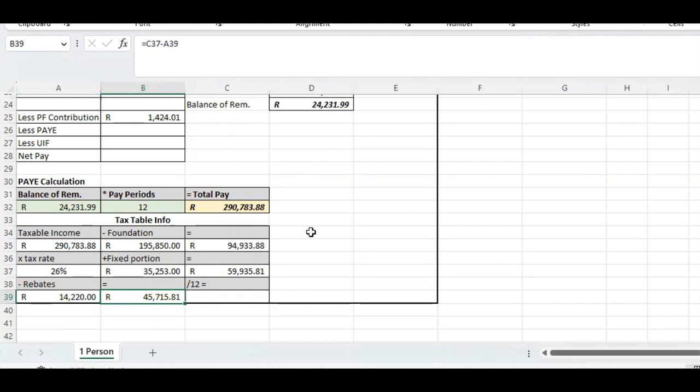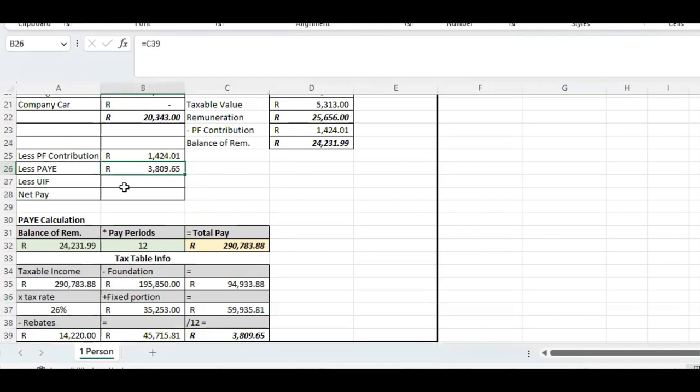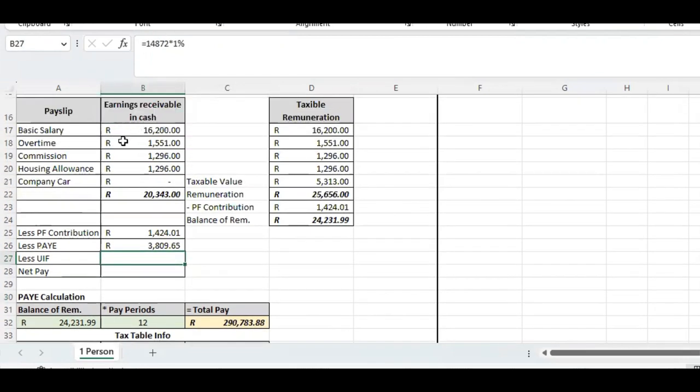But of course, he's not paying it all in once. He's paying it monthly. And so we divide it by 12. And then we get the pay as you earn that must be deducted from his salary for this month. And then we simply put it in there. And then we now also have to go and have a look at his UIF. Now, his cash money, before any deductions, is 20,343.